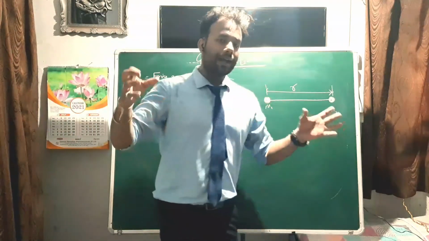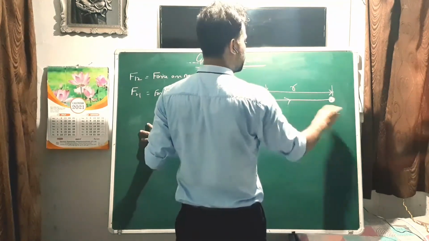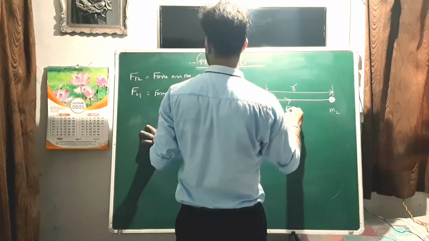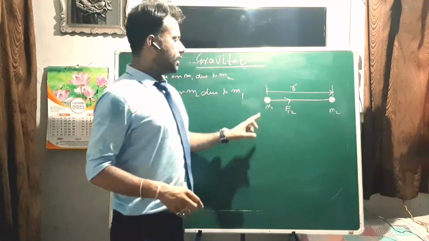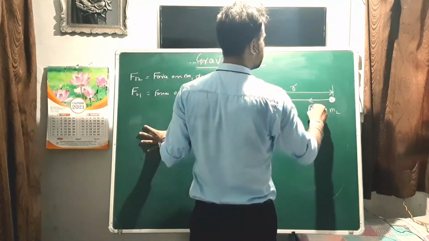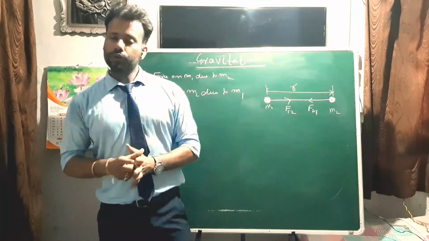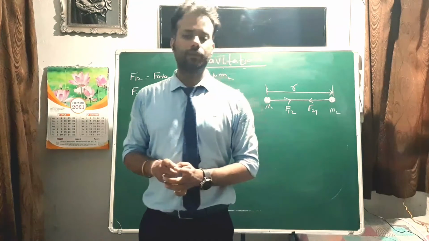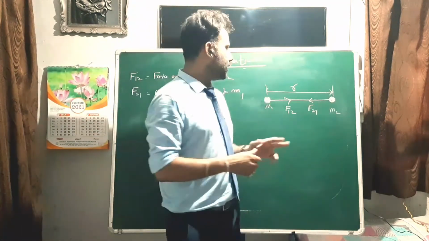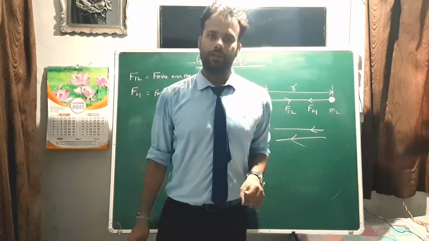So they both attract each other. The m2 will attract the m1 toward itself. This is the force on m1 due to m2, that is F12, and similarly m1 will attract m2 toward itself, so that will be F21. So from here you can see that both the bodies attract each other along the same line and in opposite direction. You can see here F12 is acting in this direction and F21 is acting in this direction.